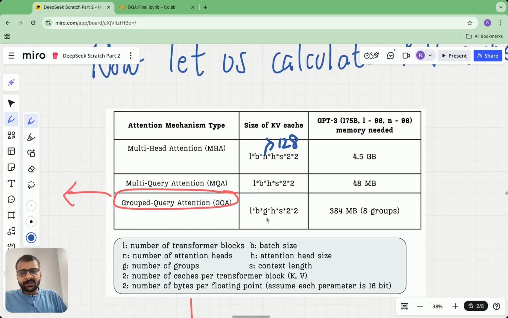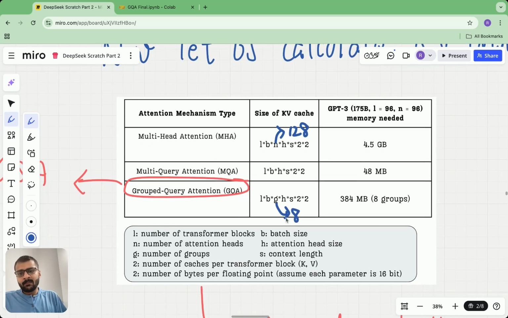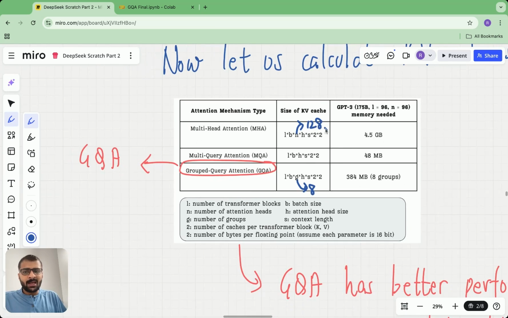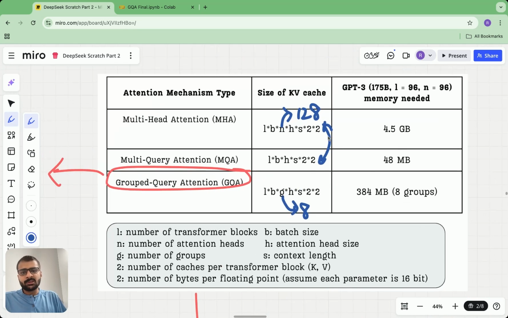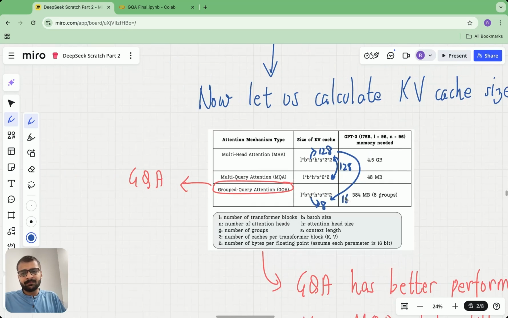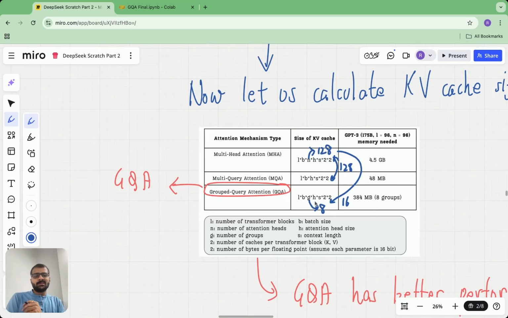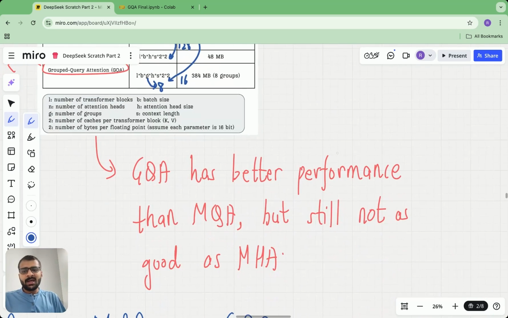And if the number of groups is 8, this is now replaced with 8. So there is still a KV cache reduction which we obtain, 128 by 8. In multi-query attention, the KV cache reduction was the maximum because it was 128 by 1, which is 128 times. In the case of grouped query attention, the reduction would be 16 times: 128 divided by 8, which is 16. So GQA has better performance than MQA.